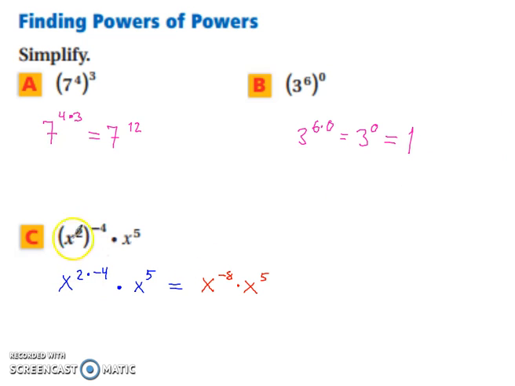Alright, so to rewrite this one, we'd have x to the 2 times negative 4, which is really x to the negative 8th. And then we have our x to the 5th. However, we are not done yet. We have both of these with the same bases. So when you multiply common bases, you're going to add the exponents. So this time we have x to the negative 8 plus 5, which, if we simplify, is x to the negative 3rd. However, we cannot have a negative exponent. So if we simplify this, we're going to have 1 over x to the 3rd.